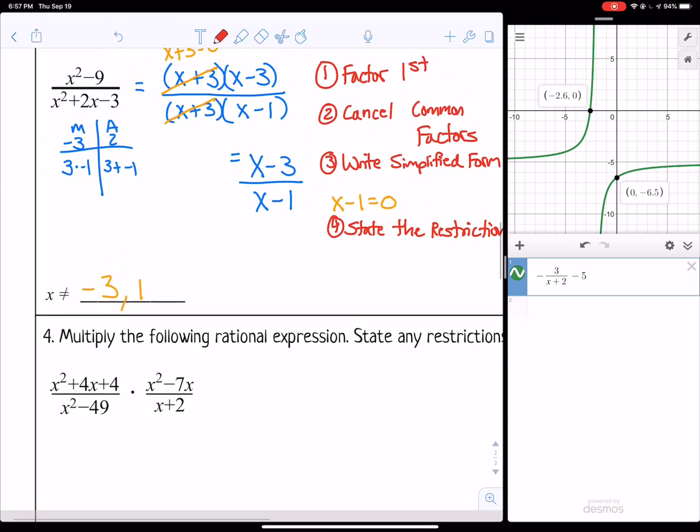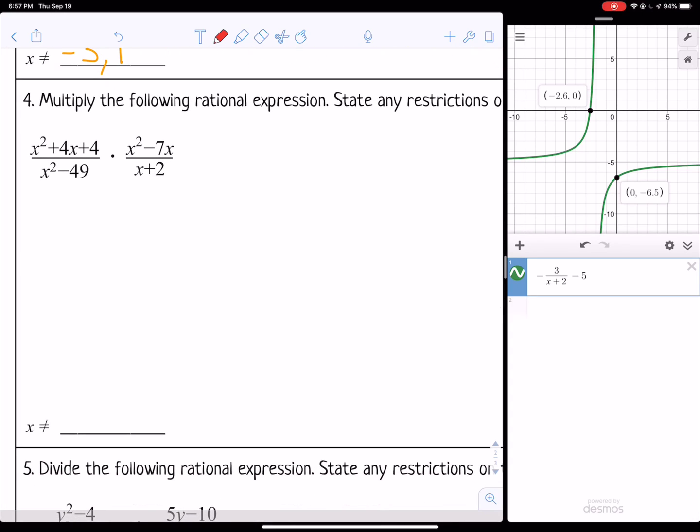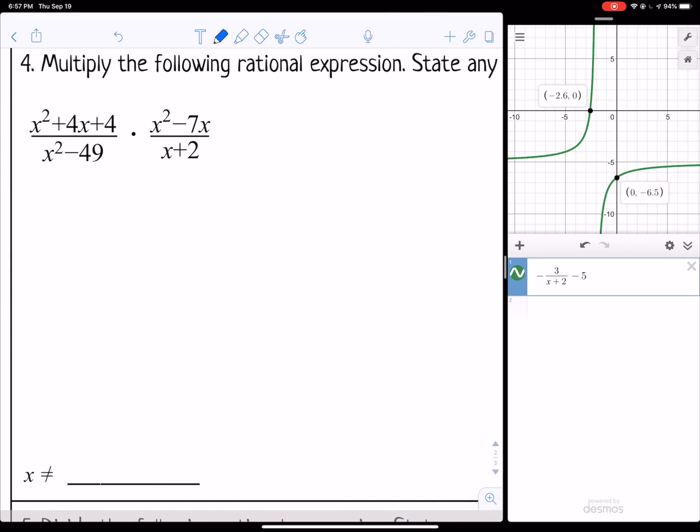Okay, let's look at number 4. It says multiply the following rational expressions and state any restrictions. So it's a very similar process to the one that we were just looking at. Let's start by factoring everything out. In my numerator on my first fraction, I need to multiply to get 4 and add to get 4. So that would just be x plus 2, x plus 2. In the denominator, I have a difference of squares. So the square root of x squared is just x. So I'll put that in each one. I need a plus and a minus. And then the square root of 49 is 7.